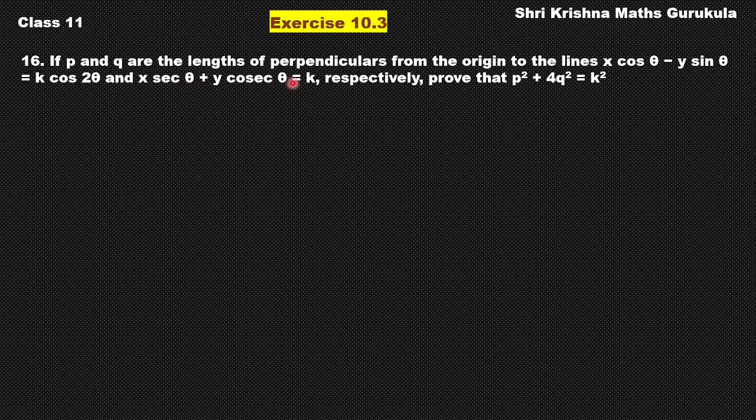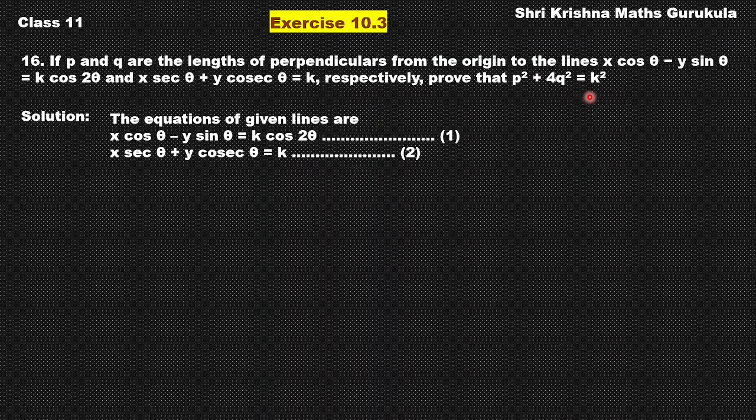If p and q are lengths of the perpendiculars from the origin to the lines x cos theta minus y sin theta is equal to k cos 2 theta and x secant theta plus y cosecant theta is equal to k respectively, then we have to prove that p square plus 4q square is equal to k square. Let us understand the question now. There are two lines given. The perpendicular distances from the origin to these two lines are p and q respectively. Then we have to prove that p square plus 4q square is equal to k square.